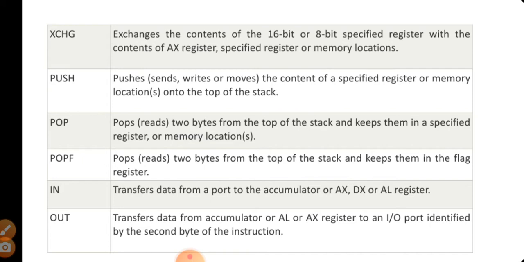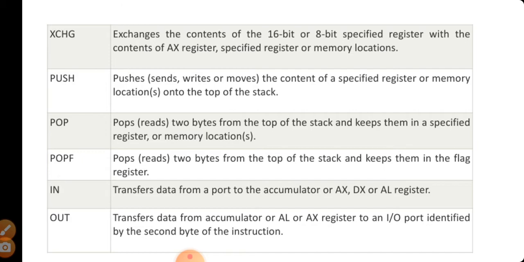Now the pop operation is used to delete the data. Here pop reads 2 bytes from the top of the stack. At a time it can read 2 bytes from the top of the stack and keep them in a specified register or a memory location. That is a pop. POPF reads 2 bytes from the top of the stack and keeps them in the flag register. POPF means F here is the flag register. It reads 2 bytes at a time and then keeps that value into the flag register.